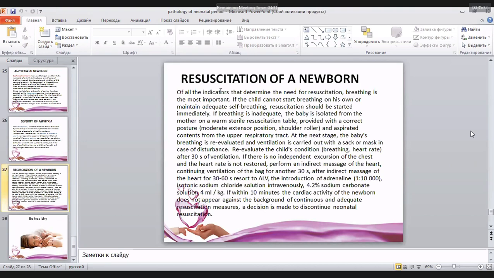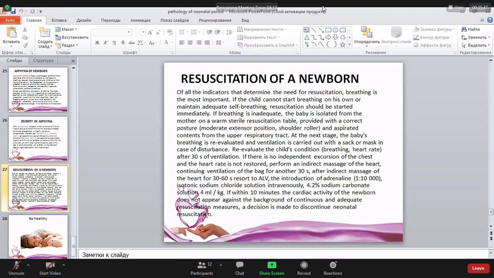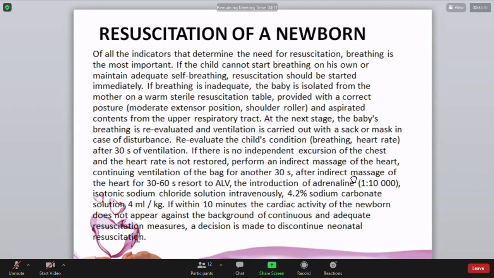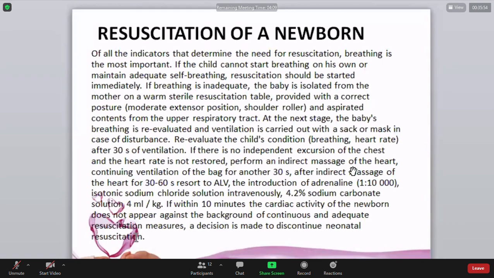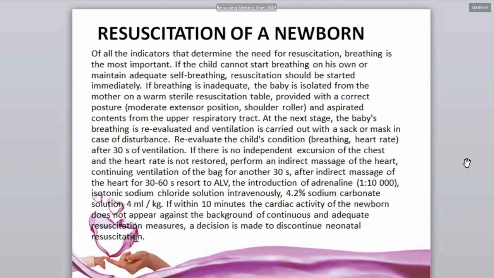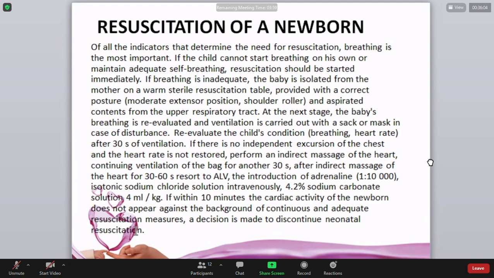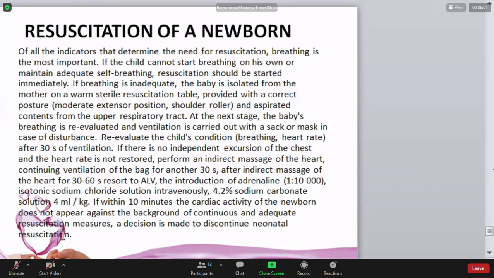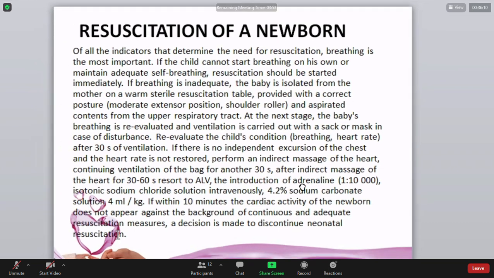And resuscitation of the newborn. Guys, I recommend you make a photo of the resuscitation scheme, because it is your answer to the question of what we need to do if the fetus was born in asphyxia with less than 5-6 points according to the Apgar score. Guys, please make the photo, or you can look in your books, you can find this information about what we need to do.